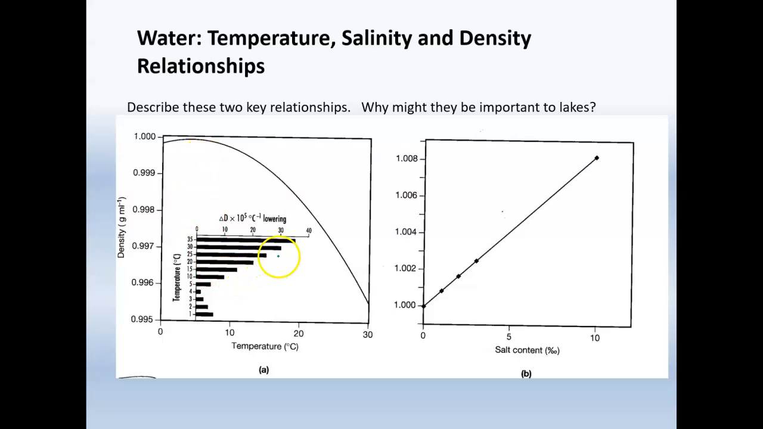Then within this graph, they've put in another graph showing the relationship for the change in density for every degree centigrade decrease at specific temperatures. And so there is about a 35 times 10 to the 5th change in density for water when it was at 35 degrees and drops 1 degree.